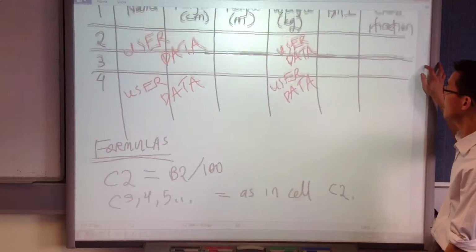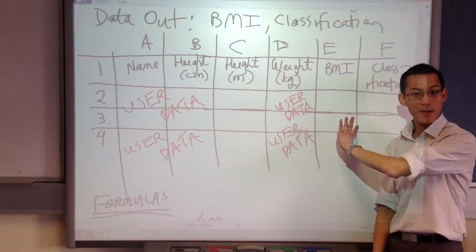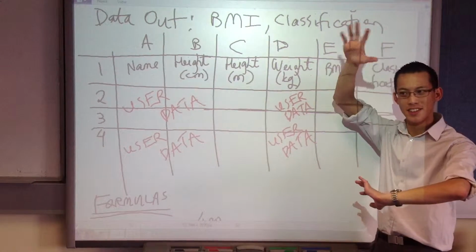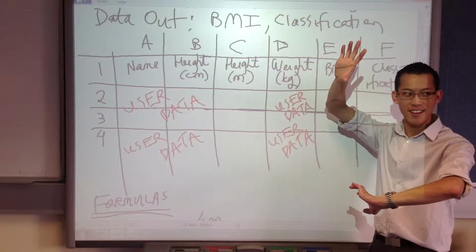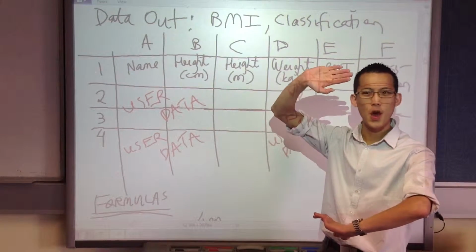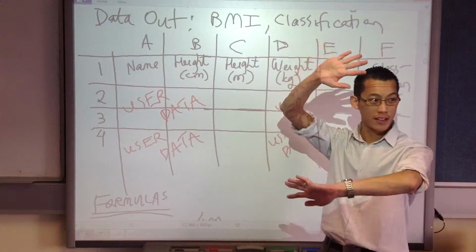Let's come back up. I've got my height now in meters. Now I need to work out my BMI. And we all know how to work out BMI, right? It's a fraction. What's on the top? Which one's which? If I remember right, I think it's weight over height squared. Weight over height squared. Okay.